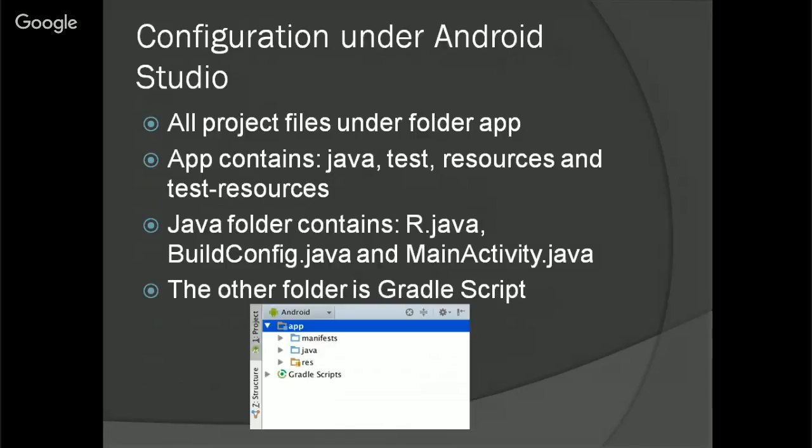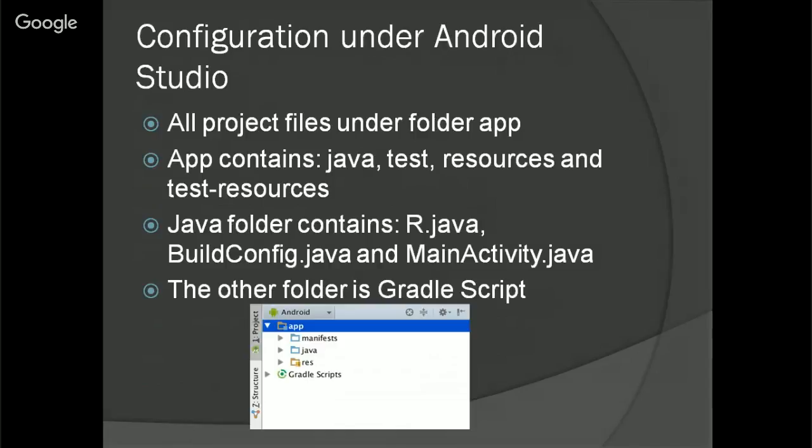Inside of the app folder, if you just try to look, then you'll find Java folder, manifest folder, test folder, resources folder, and other test resources folder. What the Java folder contains is basically the programming. Every code of your application or your project will be inside the Java folder.